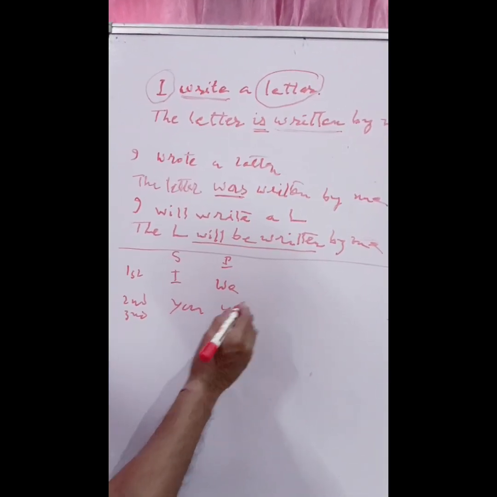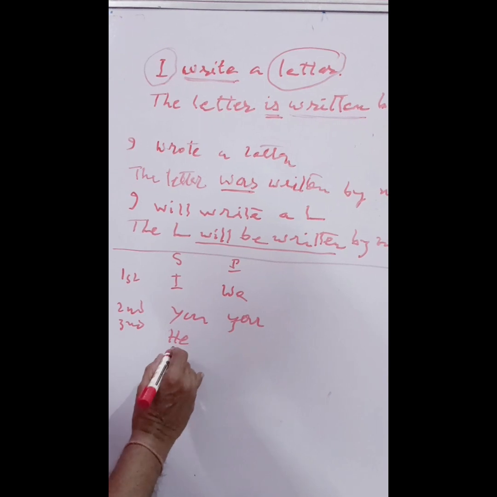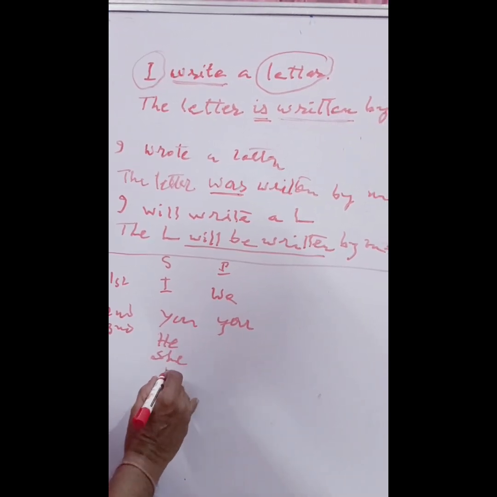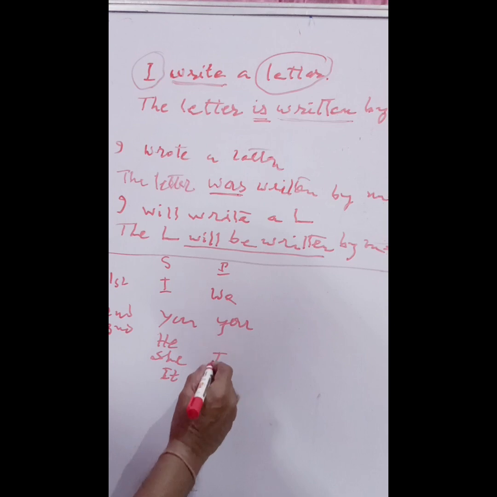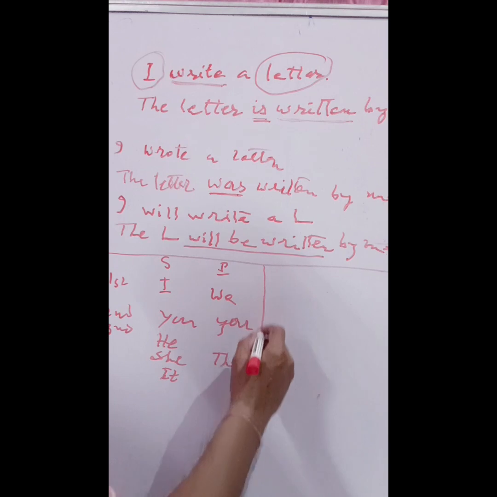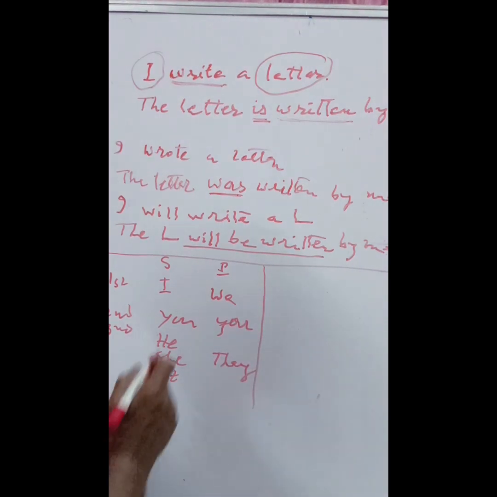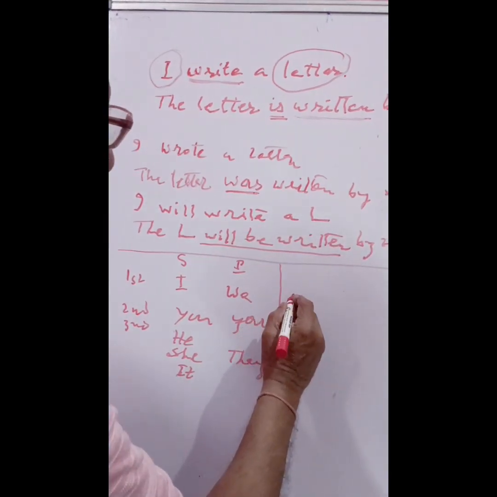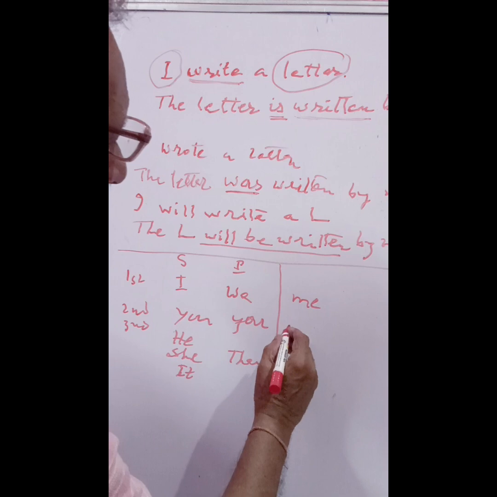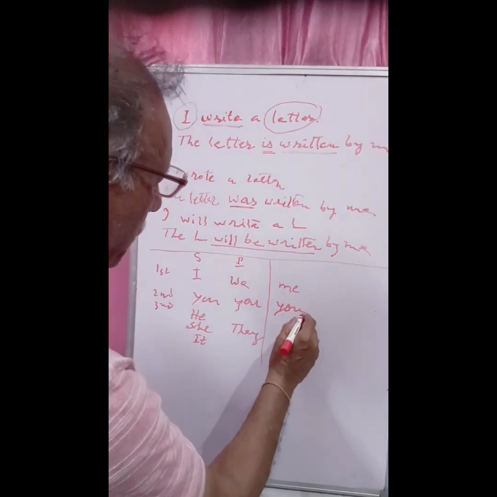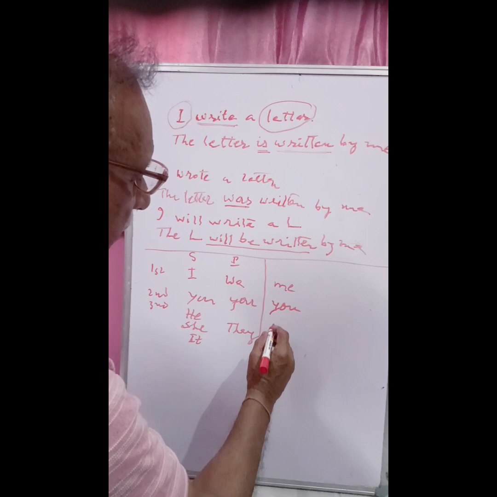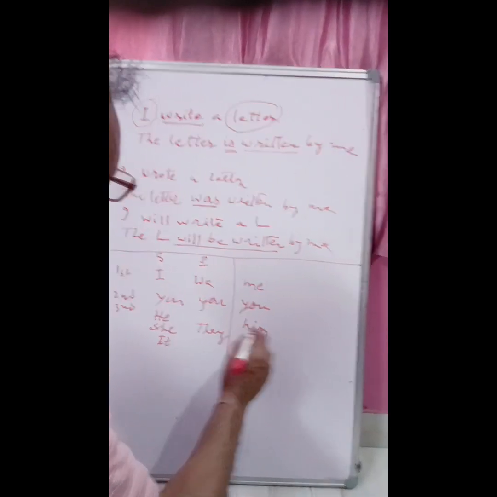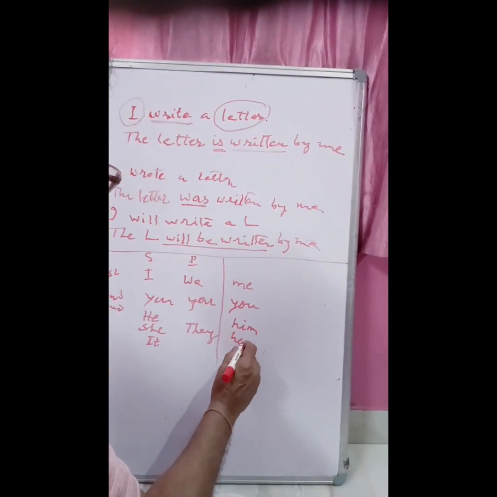you, he, she, it and they. Now, here, for I, when we use the passive voice, I becomes by me. Here also it remains by you. Now he becomes by him, and she becomes by her, and it becomes by it.